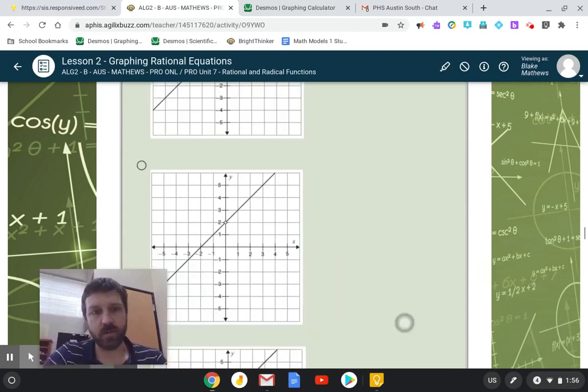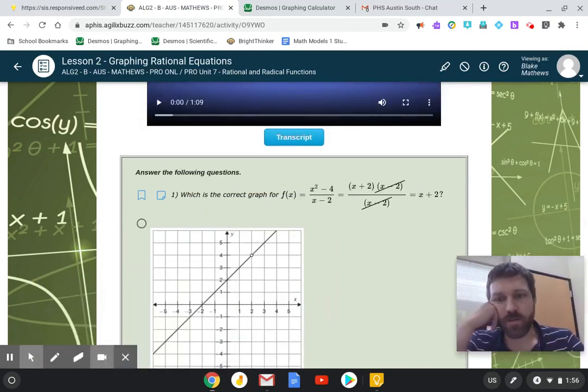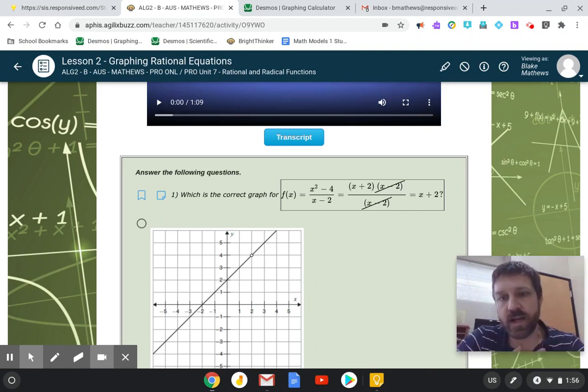We're going to be jumping back and forth a little bit. Here we go. Which is the correct graph for x squared minus 4 over x minus 2? And then they've even shown you the way to simplify it. We factored it, we canceled out our x minus 2's, and the resulting graph is x plus 2. So what that should tell you is that, yes, the graph is going to look like the x plus 2 graph.